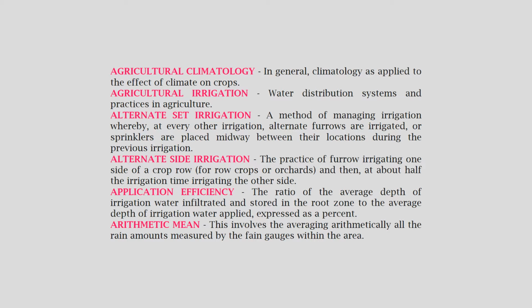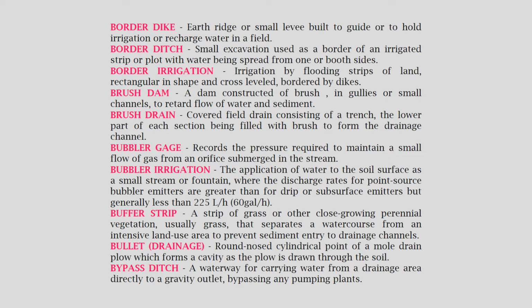Application efficiency, the ratio of the average depth of irrigation water infiltrated and stored in the root zone to the average depth of irrigation water applied, expressed as a percent. Arithmetic mean, this involves averaging arithmetically all the rain amounts measured by the rain gauges within the area. Border dike, earth ridge or small levee built to guide or to hold irrigation or recharge water in a field. Border ditch, small excavation used as a border of an irrigated strip or plot with water being spread from one or both sides.